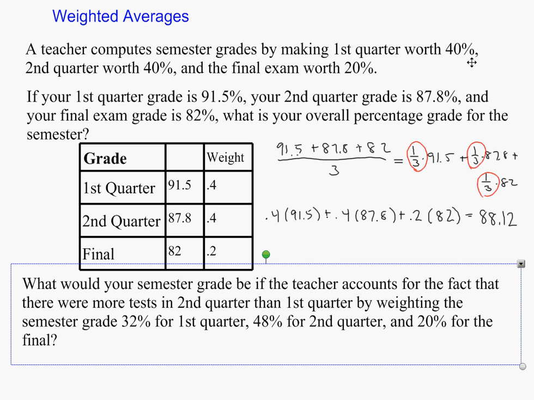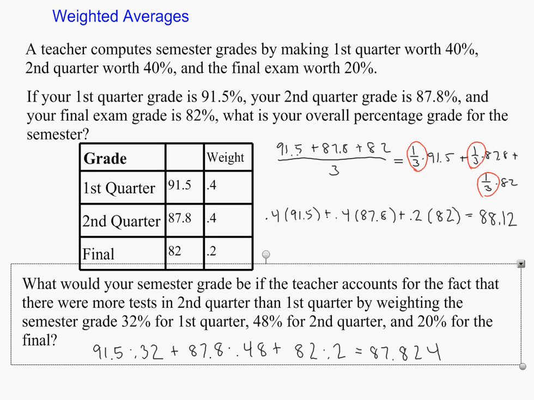So how do you actually do this? All you do is change the weights, and then you get the answer: 91.5 times 0.32 plus 87.8 times 0.48 plus 82 times 0.2, 87.824. So since this person did a little bit worse second quarter than first quarter, and now second quarter is weighted more, changing these weights would bring down your overall average a little bit.